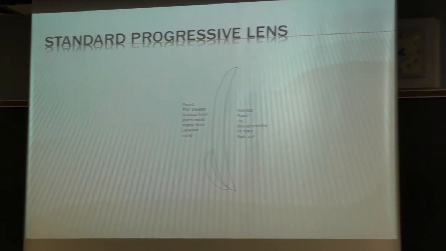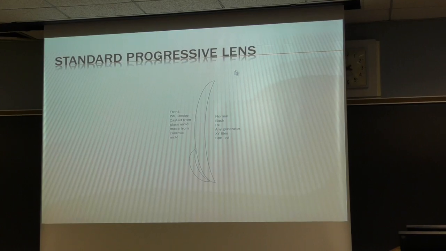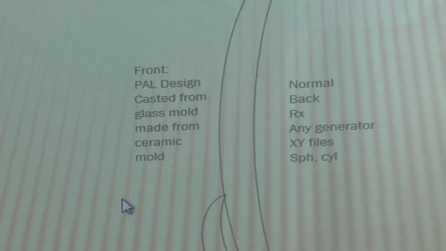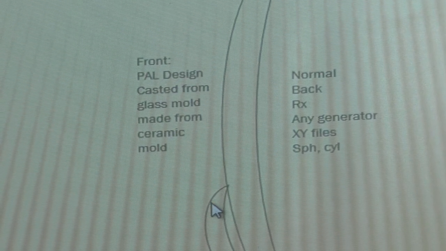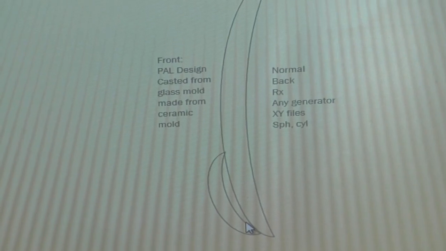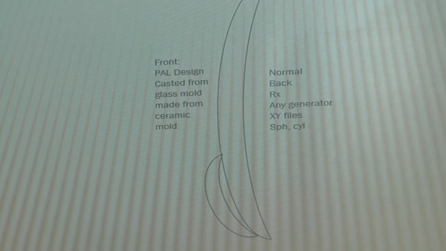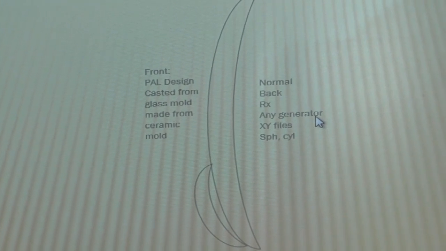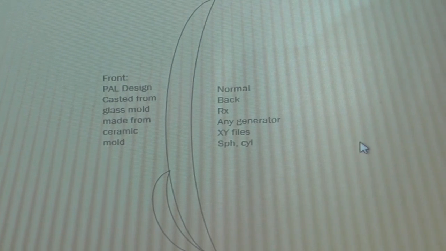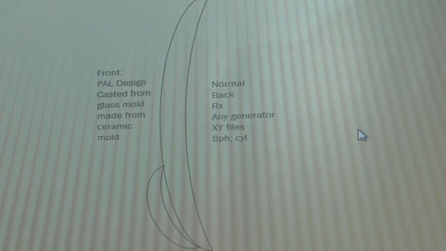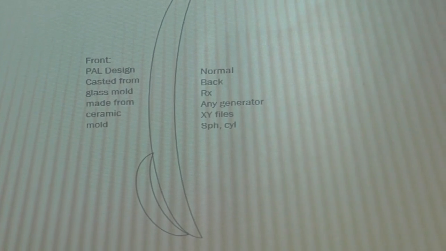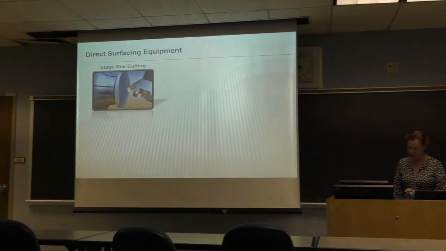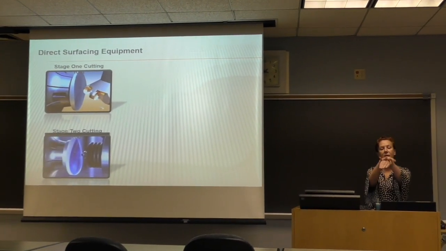So what I just described is a standard progressive lens. The front surface is cast from a glass mold made from a ceramic mold. And when you see this little piece right here, that doesn't mean it's the segment like a bifocal. It represents where the design is on the front surface of the lens or on the back surface of the lens. And then the back curve was a normal back Rx. Any generator could create an XY, meaning in one plane, file for sphere and cylinder correction for distance vision. And this is done through rub surfacing.